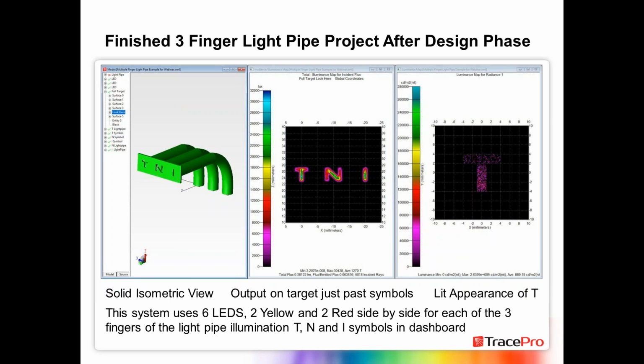You can see the output on the target there in the middle, just past the symbols. And if I look at the lit appearance of the T, it's a little bit weak on the outer and left-hand portion, but the middle section is very nice and bright.